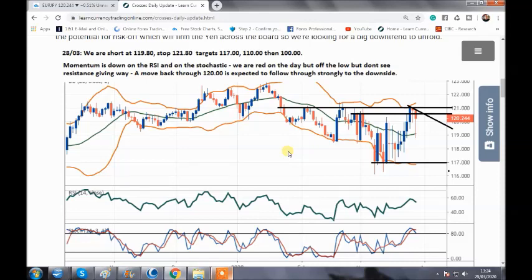And with the euro, with all its problems, you can see we're looking for a really big move to the downside to be confirmed. Now, even if we're wrong, the risk is just so small.